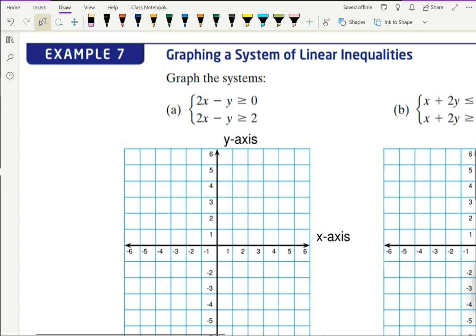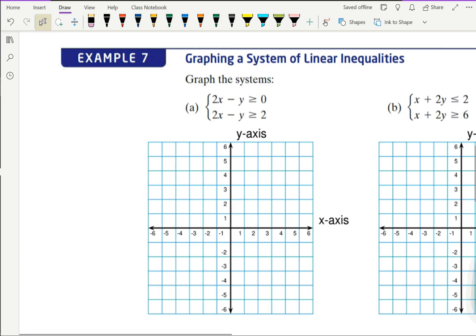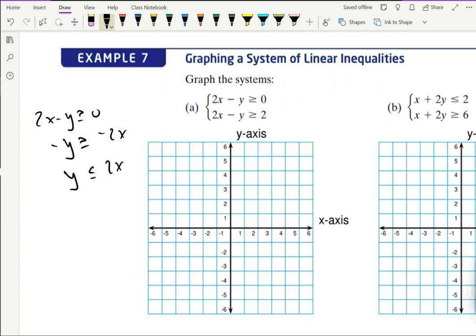Let's take a look at another system. So 2 others here to take a look at. You have part A and part B. Let's take a look at part A first. We've got 2x minus y is greater than or equal to 0. If we solve this for y, I would subtract 2x. We've got a negative, so reverse all the signs and reverse the symbol. So that's going to be y less than or equal to 2x, starting at 0 with a slope of 2, so up 2 over 1, or down 2 left 1. It is an or equal to, so that's going to be a solid line.